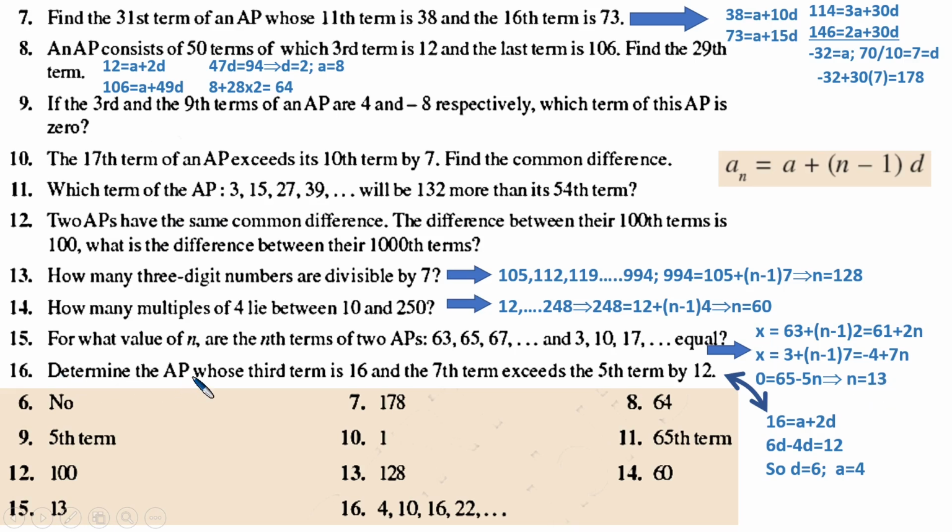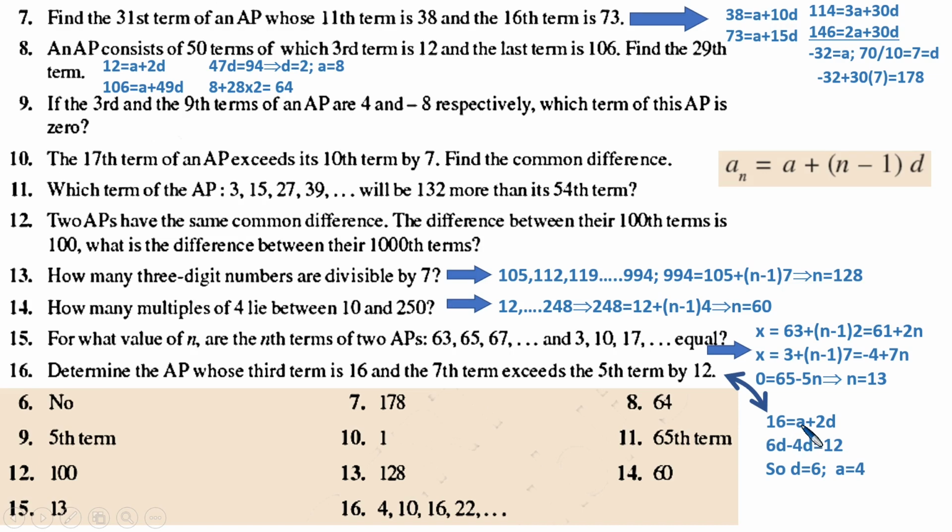Now 16: determine the AP whose third term is 16 and the seventh term exceeds the fifth term by 12. Here the third term, that is a plus 2d, is 16. The seventh term exceeds the fifth term, so a is constant. The seventh term minus the fifth term: the seventh term will be a plus 6d and the fifth term a plus 4d, because this a will get cancelled. Only the d differences remain, and that is equal to 12.